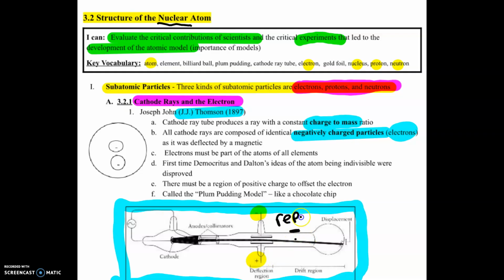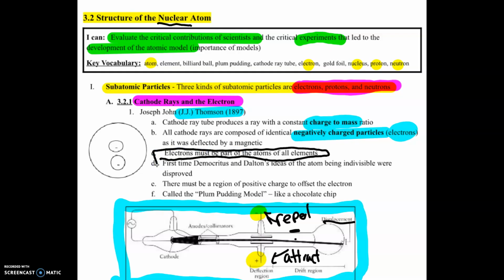So up here, if we have the electrons going through, it's going to repel and it's going to attract to the positive side. If we're being pushed down and kind of pulled down, that means that there is some displacement, some deflection. Since this beam was moved by this positive and negatively charged plate, that means he could actually measure the negative charge of those electrons. So his conclusion was electrons must be part of the atoms of all elements. This is the first time that Democritus and Dalton's ideas of the atom being indivisible were disproved. We now know that atoms are made up of smaller things, but once you do get smaller than an atom, it's not the element anymore.